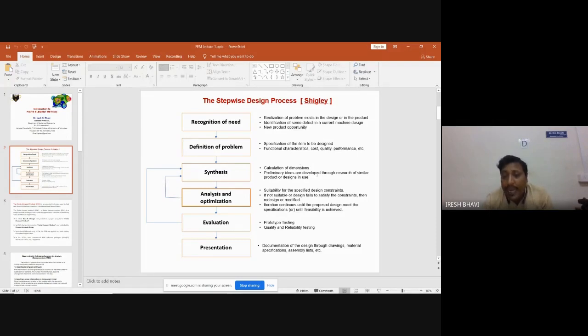Then preliminary ideas that are developed during definition of problem through research or through surveys will be used to synthesize the device. Now you have synthesized, means you have decided everything. You have decided the material, the dimensions of the pen, the material of the ink, the color of the ink, and whether it should be a ball pen, or a nib pen, or a lead pen. Those all things will be defined in the synthesis phase.